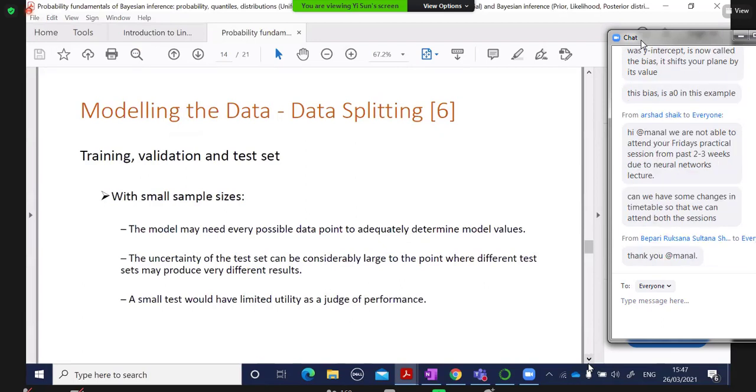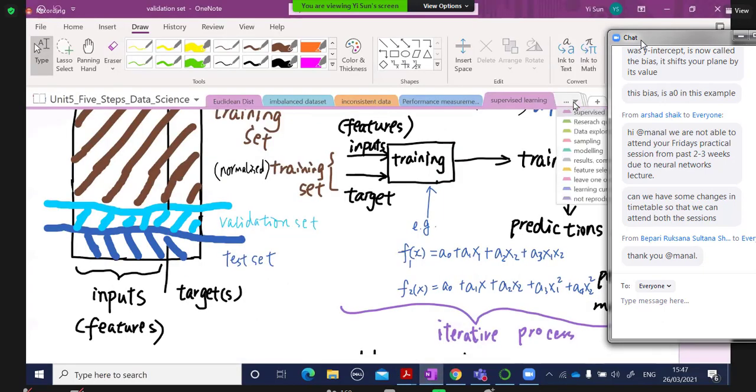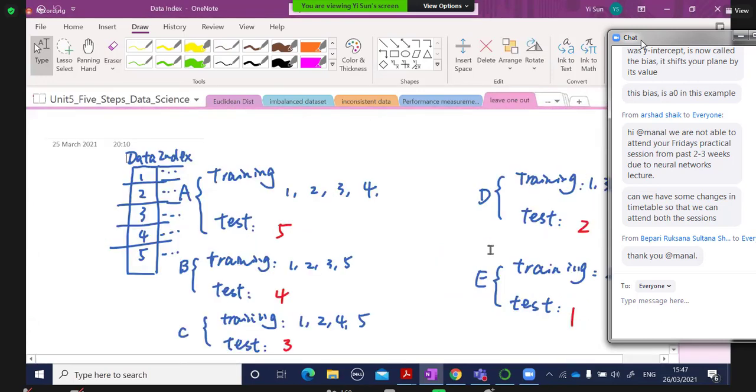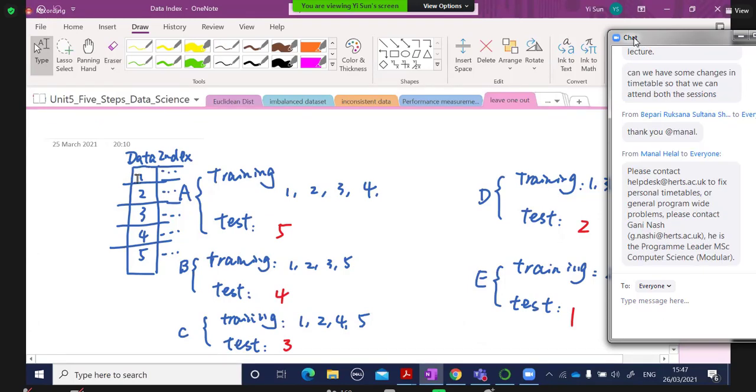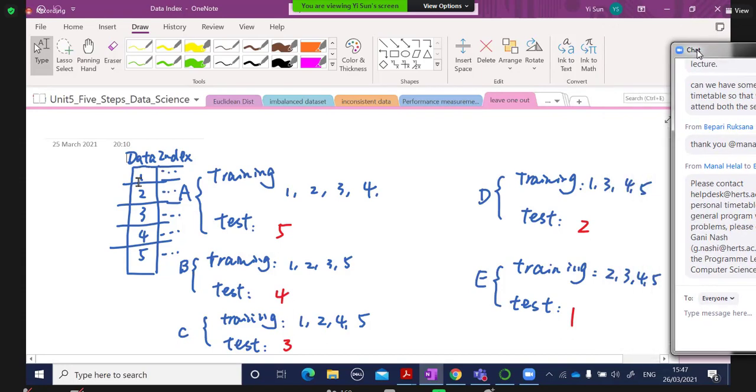Sometimes when we have a very small data set, we cannot afford to divide our data set into a training set, validation set, and test set. Then what do we do? We use a technique called leave one out. For example here, this is a very extreme case, and I don't think you should use that, but anyway, let's just consider we have only 5 data points in the data set.